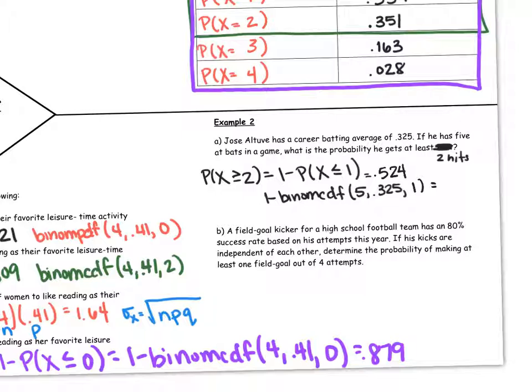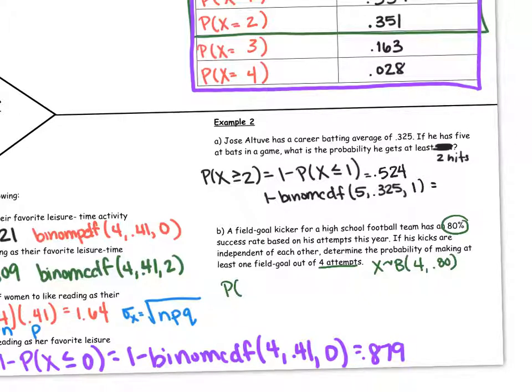A football team has an 80% chance success rate based on its attempts this year. If its kicks are independent of each other, determine the probability of making at least 1 field goal out of 4 attempts. Right now he has what kind of percentage of making the field goal? 80%. He's taking how many kicks? 4. So X follows a binomial with an N of 4 and a P of 0.8.